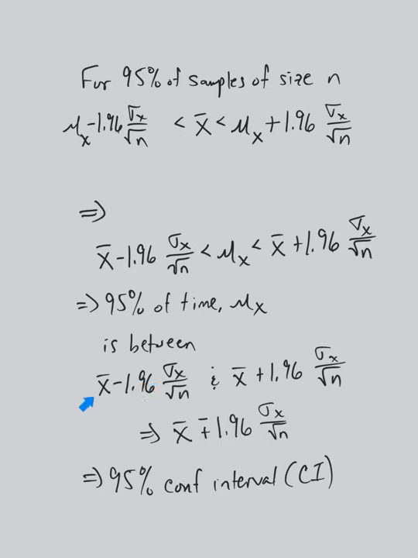But the point is that if I take a sample and compute X bar, then I can compute these two numbers and I can be 95% confident that mu is in between those two numbers. And again, you got to remember, this is what I'm trying to find. I'm trying to get an idea about what mu is.